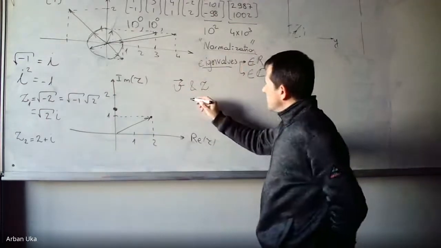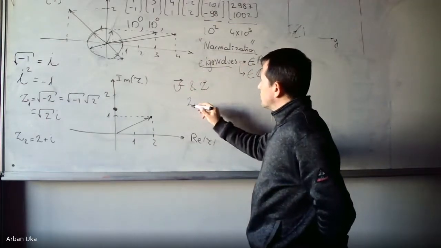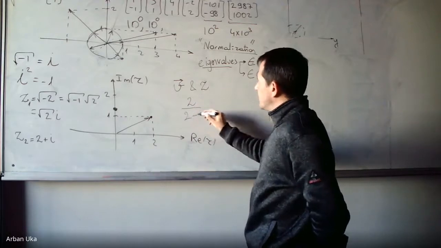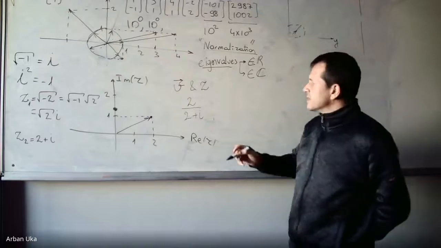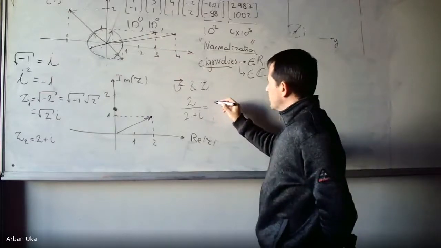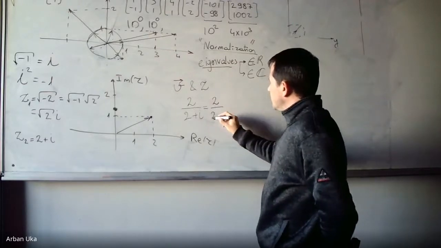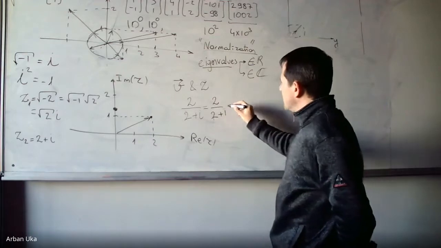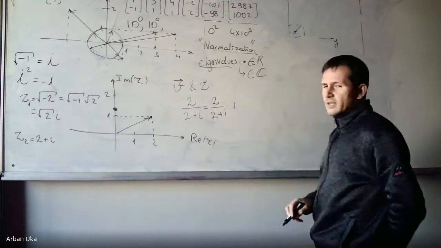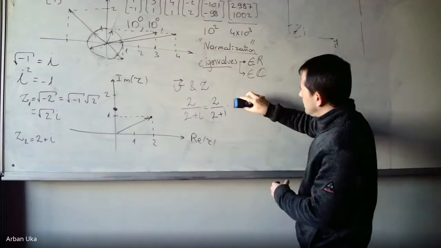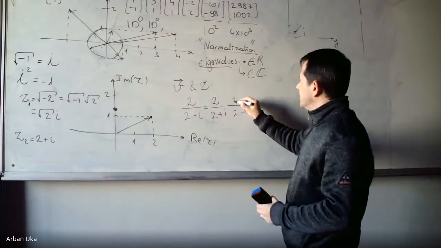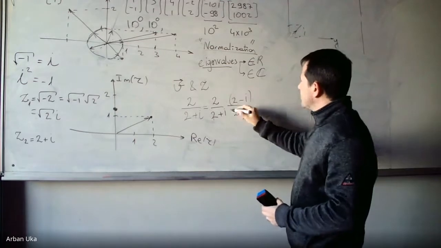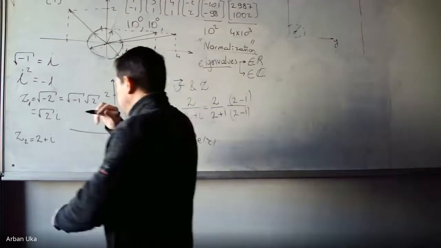For a moment, I can ask you this: what is 2 divided by 2 plus I? This is a division, but it is simply not defined, because what we do in this case is multiply 2 plus I by 1, but we can write this 1 with 2 minus I over 2 minus I. So this is the complex conjugate.